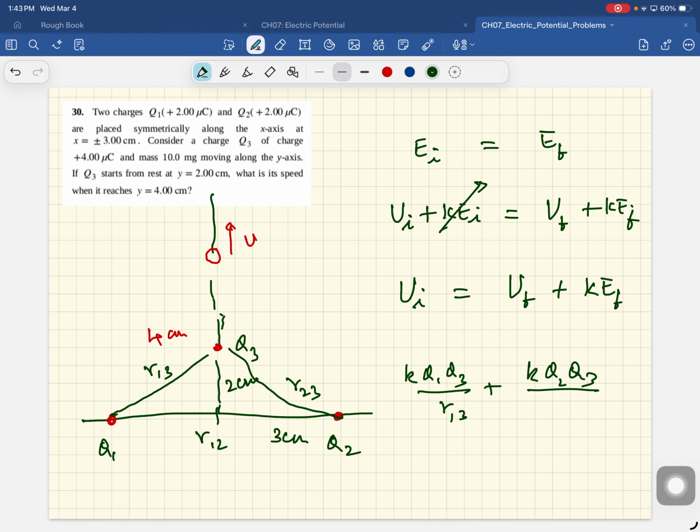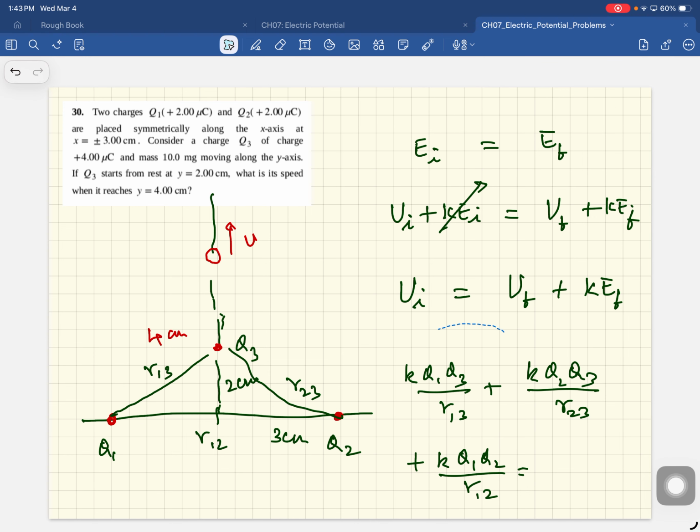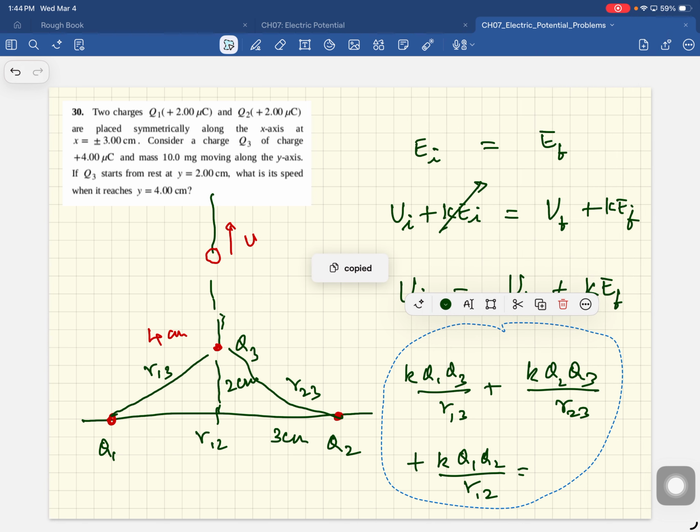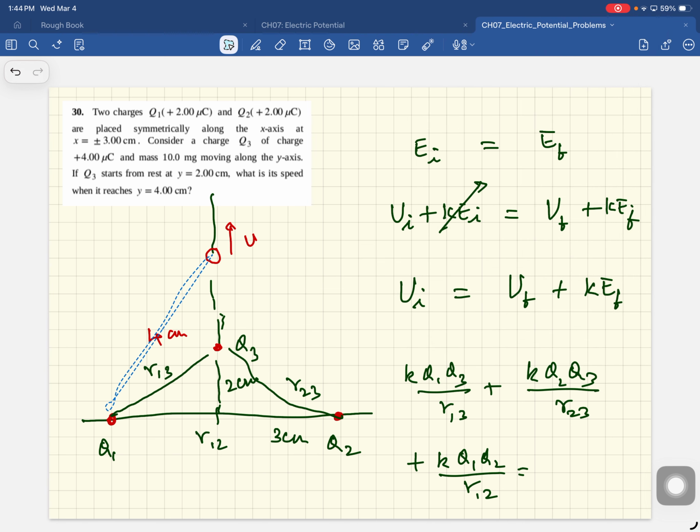So V equal to 4K Q Q3 times 1 over R initial minus 1 over R final, over m, to the power half.